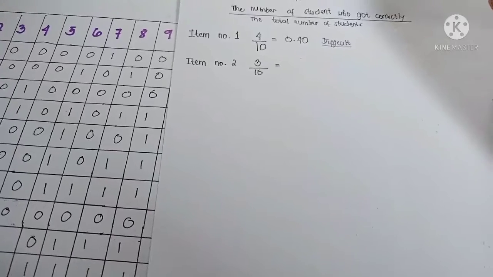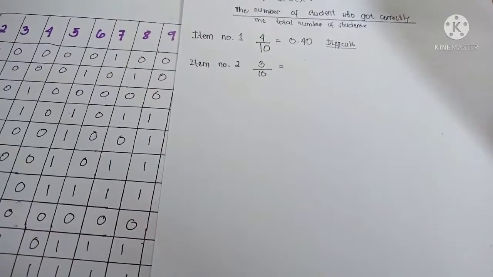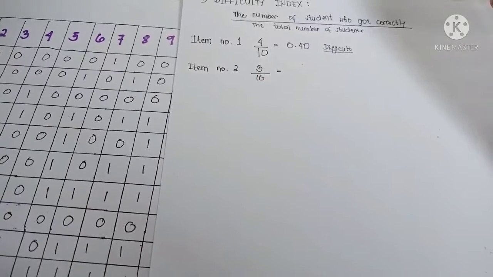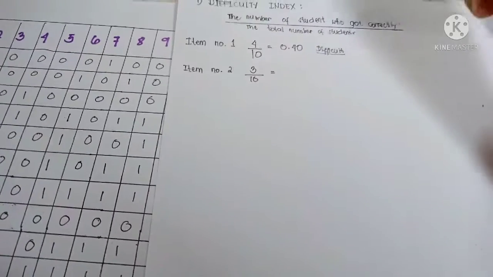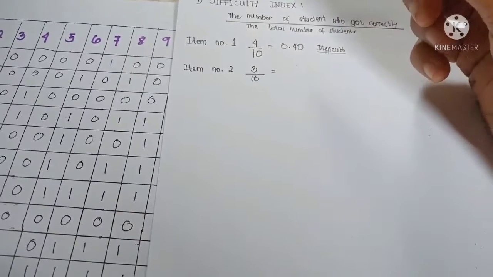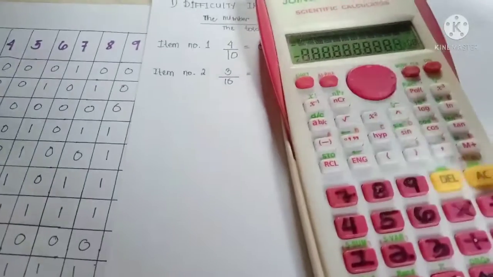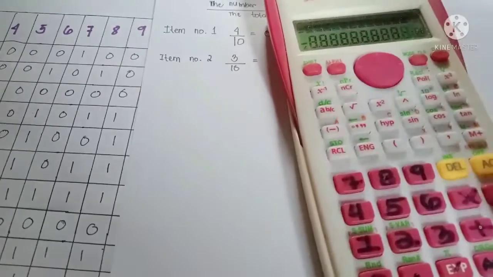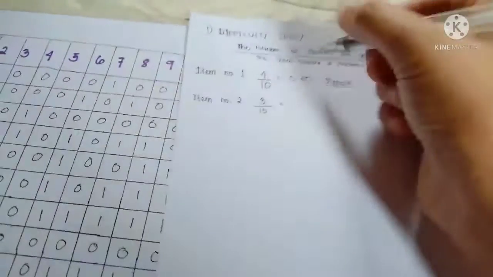For our item number 2, we have here the total number of students who got it correctly, which is 3 students, divided by 10, the total number of students. 3 divided by 10 equals 0.3 or 0.30.